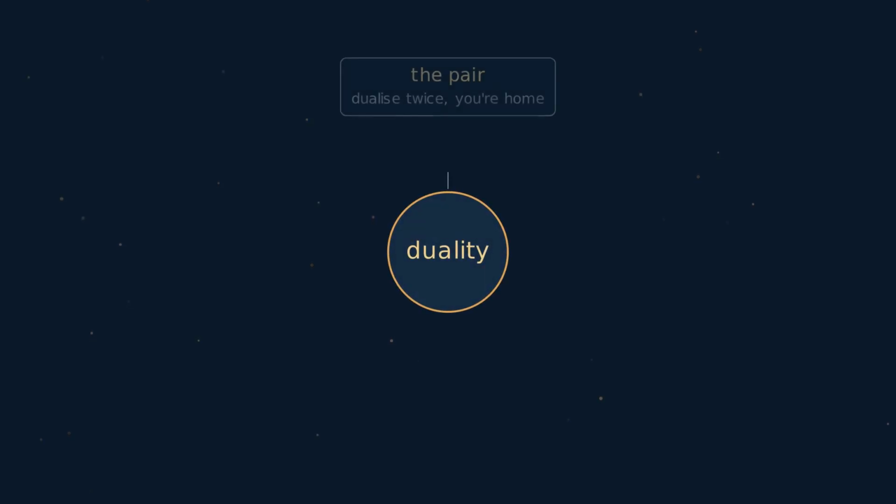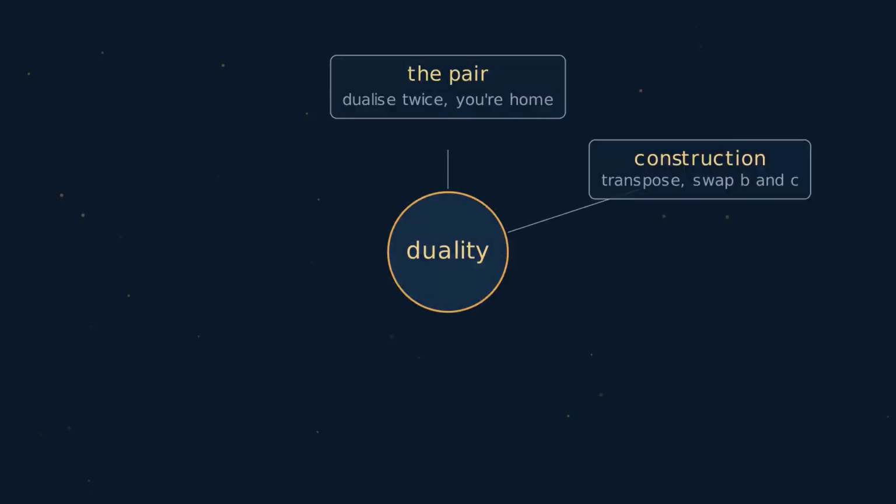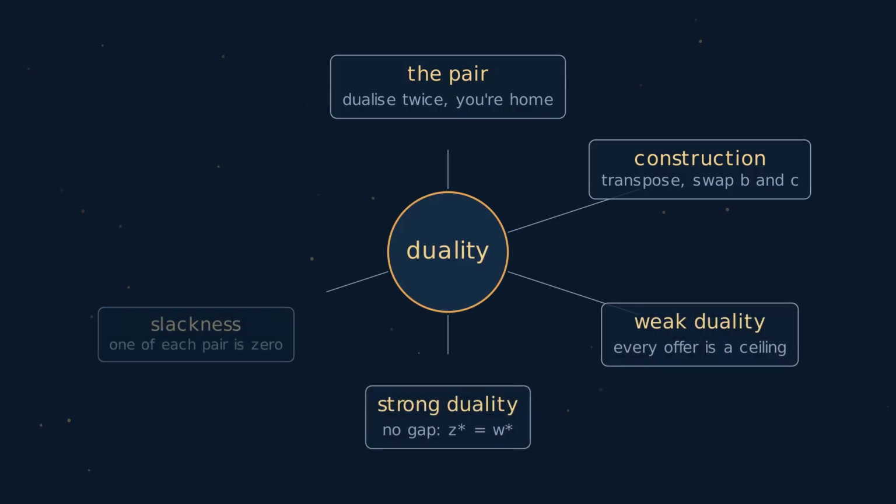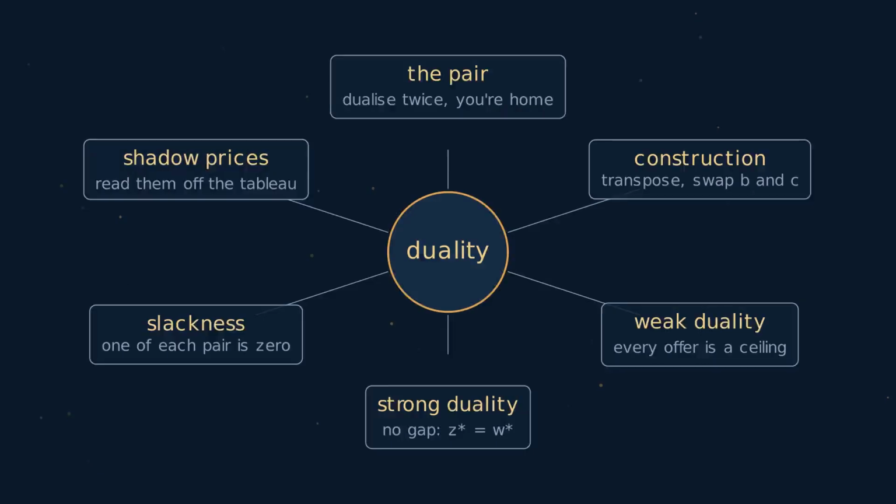6 things worth carrying away. Every program has a twin, and dualizing twice brings you home. You build it by transposing the coefficients and swapping the supplies with the profits. Any feasible offer caps the profit from above. At the optimum the cap is exact, the famous no-gap result. Slackness pairs each quantity with a partner and forces one of them to vanish. And the prices themselves are marginal values, waiting in the final tableau under the slack columns.